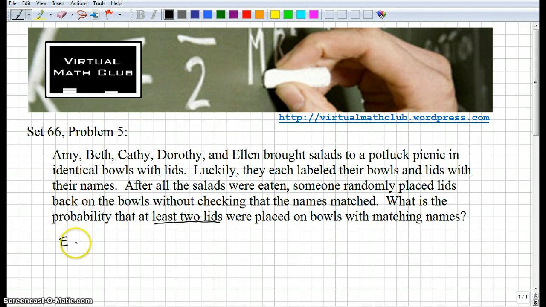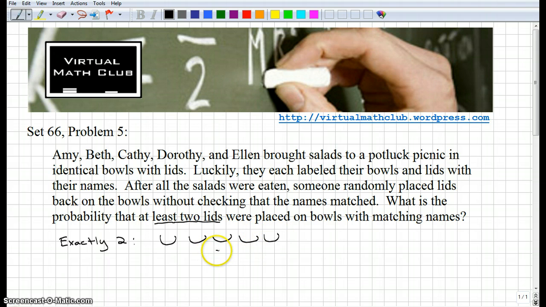First of all, let's look at the case where we have exactly 2 matching bowls and lids, and the rest of them don't match. So 2 match and the other 3 do not match. Let me draw some bowls here. So you have 1, 2, 3, 4, 5 bowls.